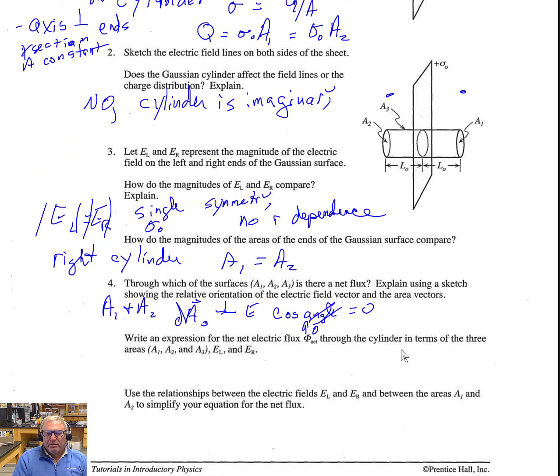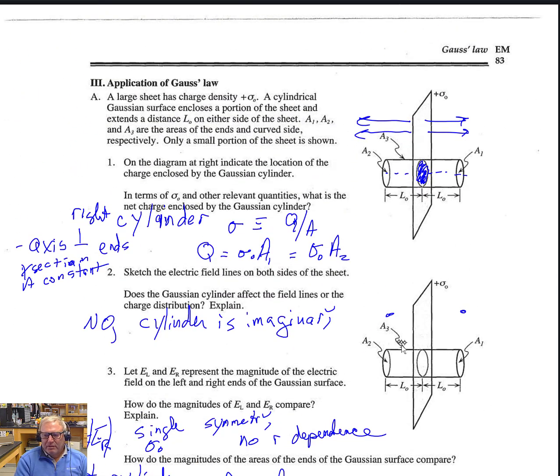Okay, explain using a sketch. Oh, okay, right. So the field lines are all over the place, right? They're not just inside, but you see that they're parallel to the surface, or perpendicular to the A vector. And then similarly over here.